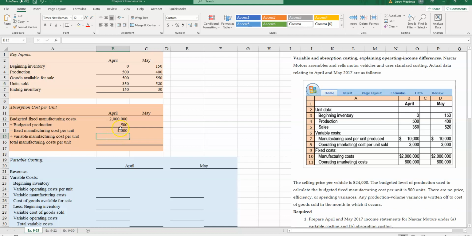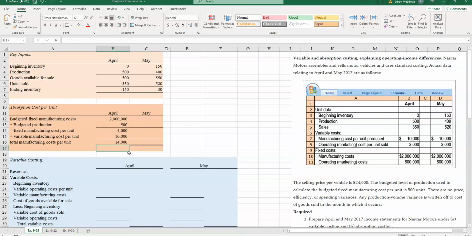Now I'm going to add to my fixed manufacturing cost per unit my variable cost per unit, and I saw that over here, my variable manufacturing cost per unit of 10,000. So what are my total manufacturing costs per unit under absorption costing? The total of fixed manufacturing cost per unit plus variable manufacturing cost per unit, and that gives me $14,000.